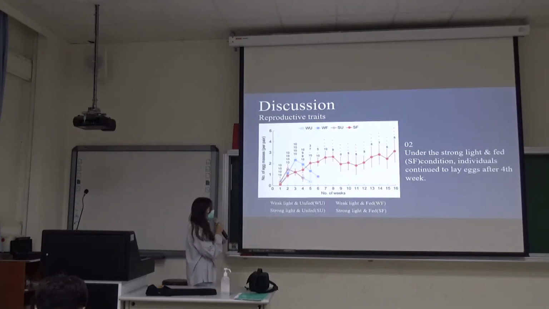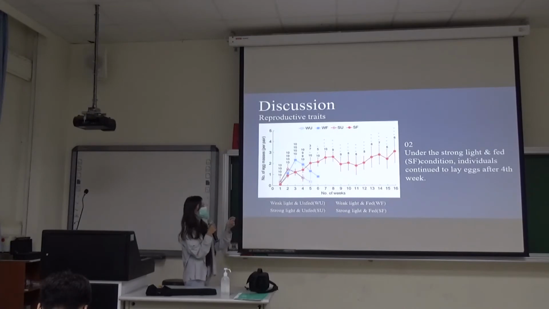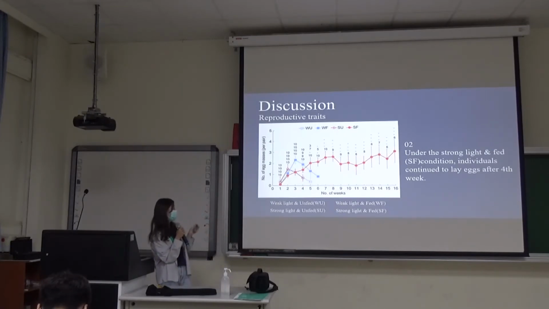Under the strong light and feeding, this line, at the 4th week, they will continue to lay eggs after 4 weeks. It's because in the natural population of Elysia atroviridis, they will lay eggs at maximum in May, just April after 4 weeks.